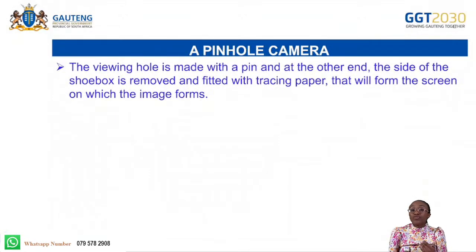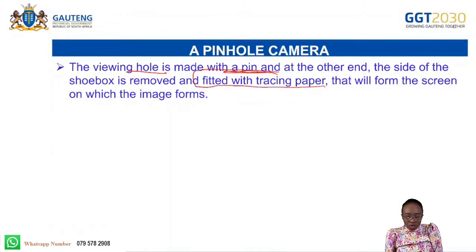Now, how is the viewing made on a pinhole camera? So the viewing hole is made with a pin at one end. And then the opposite side, the side that is opposite the side where the pinhole has been made, a screen or tracing paper is fitted. This is where the image is going to form.